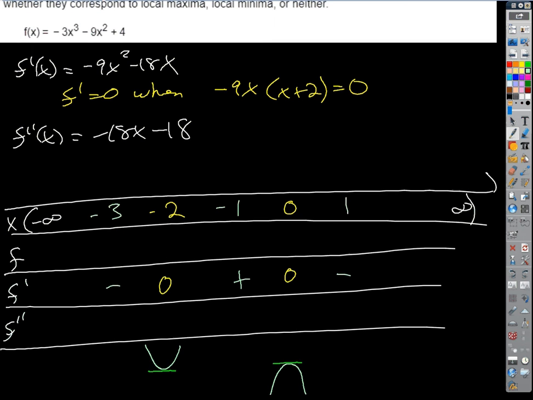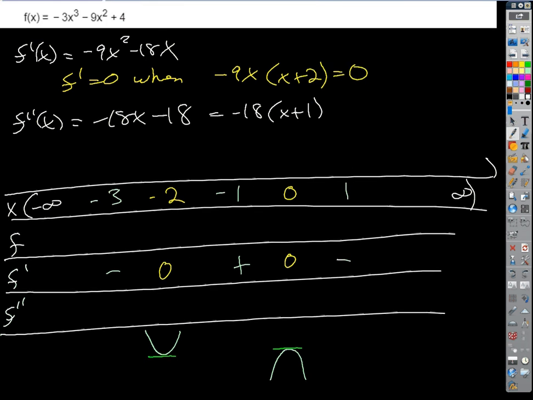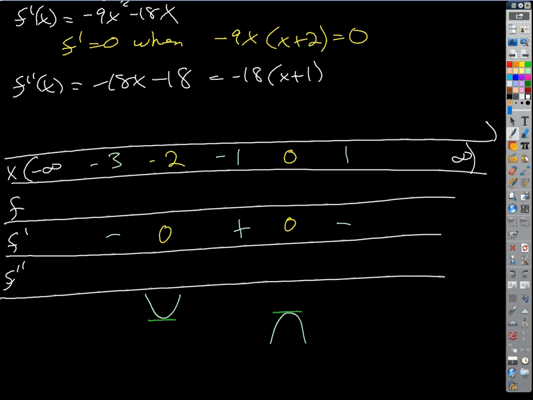But let's harness the power of the second derivative here. The second derivative, I could factor out -18, right? So we could write this in factored form as -18 times (x plus 1). Okay? So let's do something different here. Let's evaluate the sign of the second derivative at each of the first derivative critical numbers. This is the second derivative test.